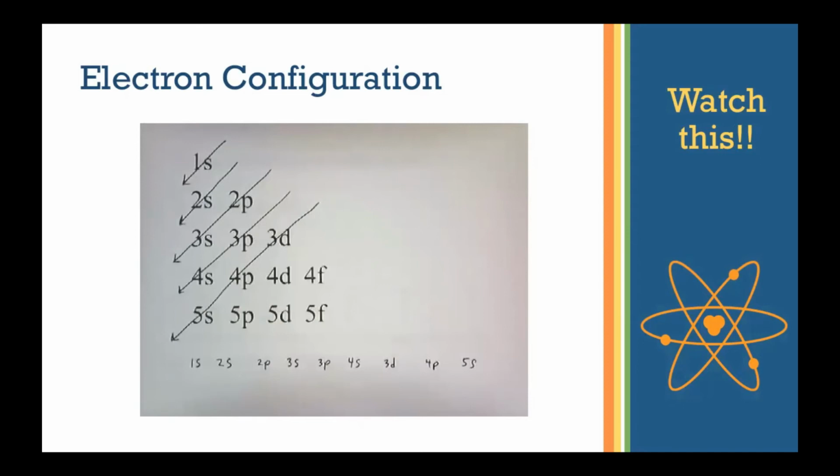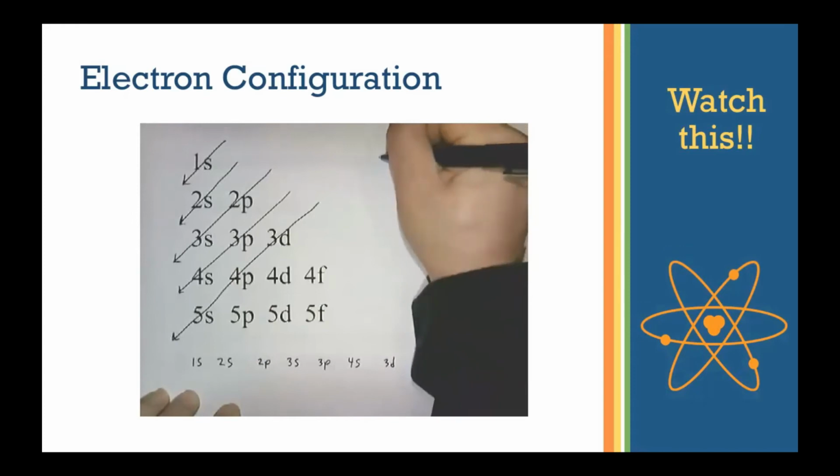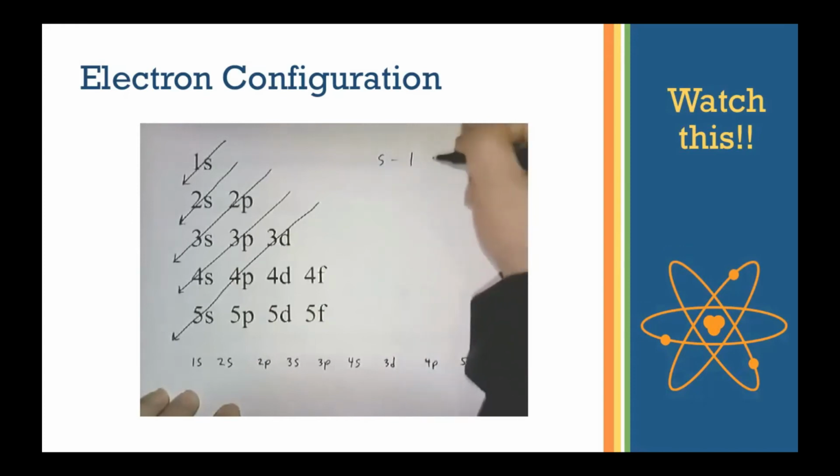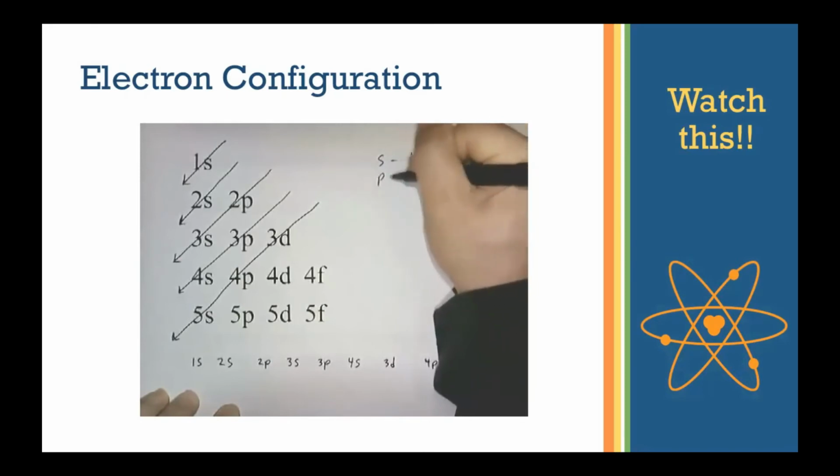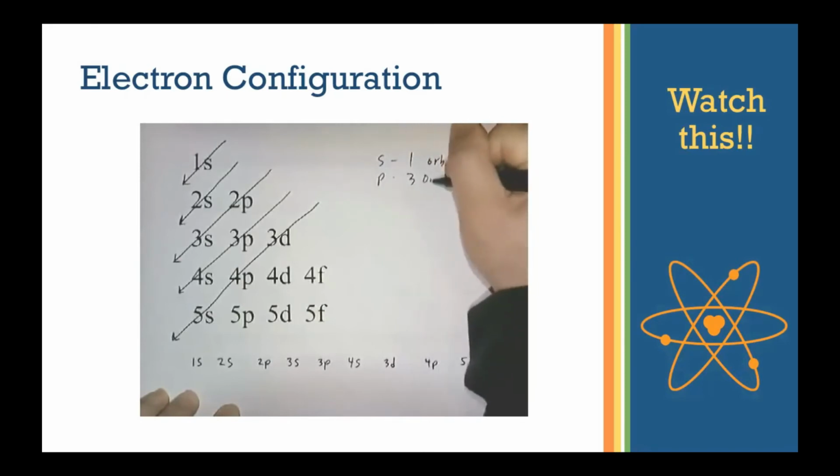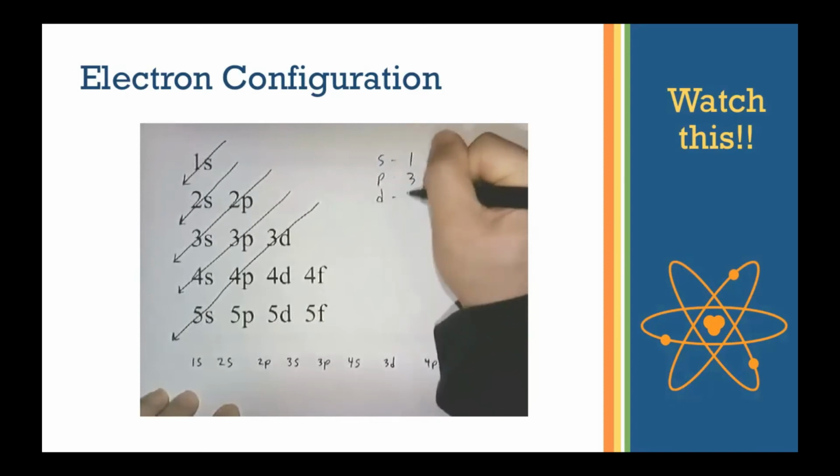All right. The next thing we need to do is draw horizontal lines over the top of each of these terms. The number of lines I draw depends on the sublevel. S has 1 orbital. P has 3 orbitals. D has 5 orbitals.